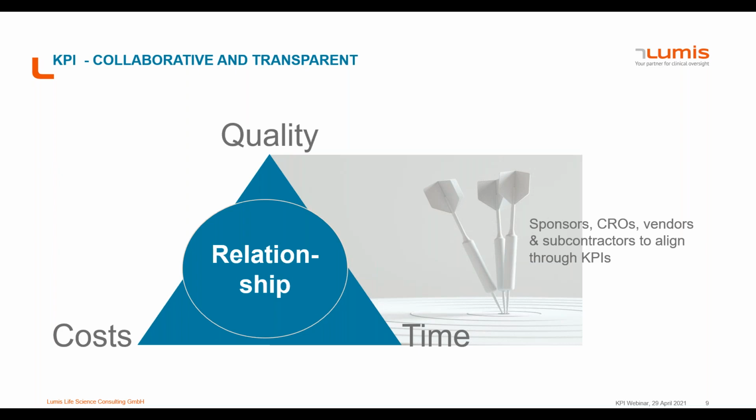So KPIs should be developed in a very collaborative and transparent manner together with the CROs, vendors, and subcontractors, because the fourth part of the triangle is the relationship. And the closer the relationship is, the more transparent the development of KPIs, the alignment of KPIs, and the common understanding why to measure certain activities, timelines, costs, and quality. So this is very important. It has to be in a very collaborative, open, transparent way.